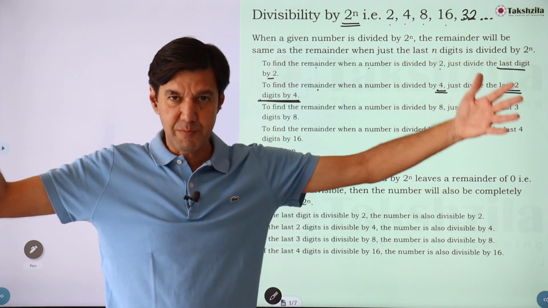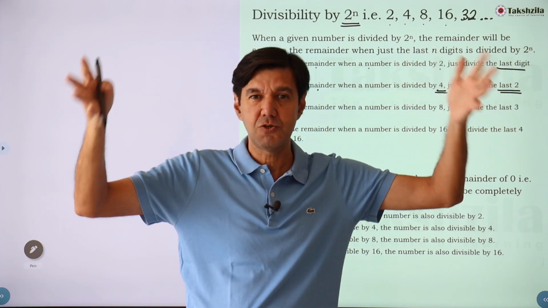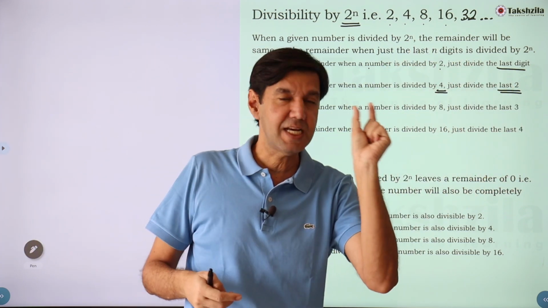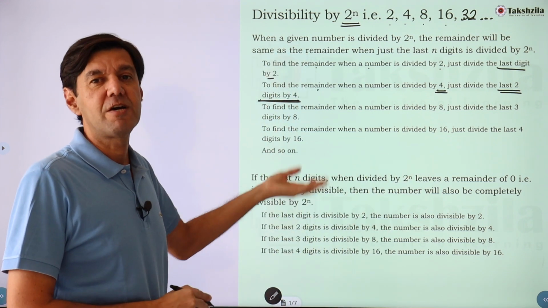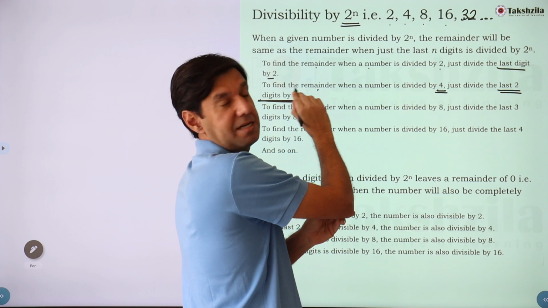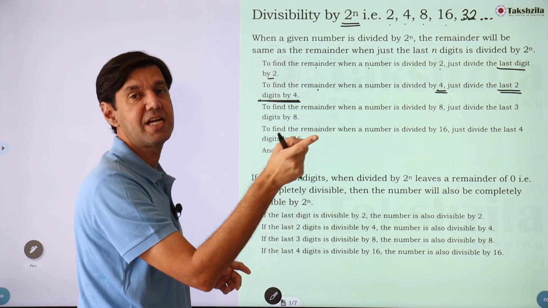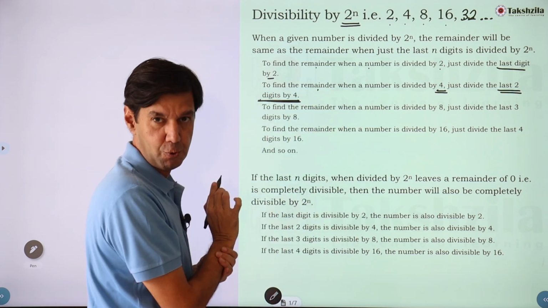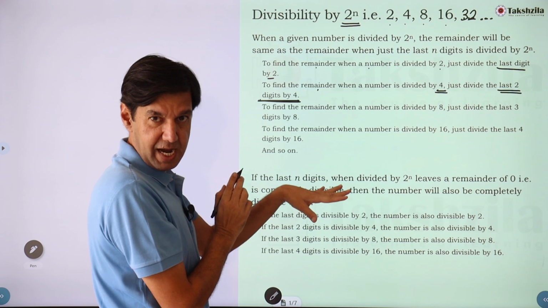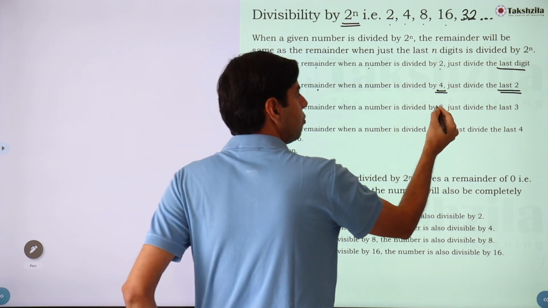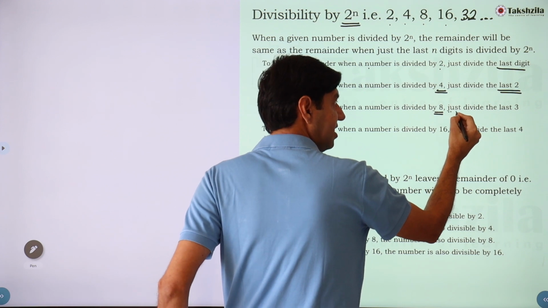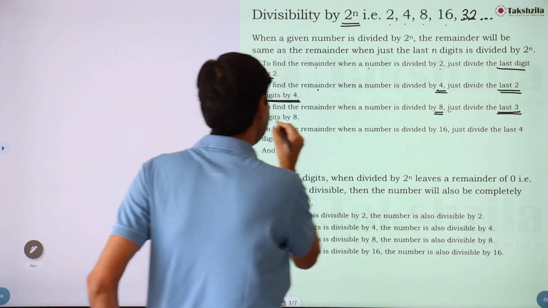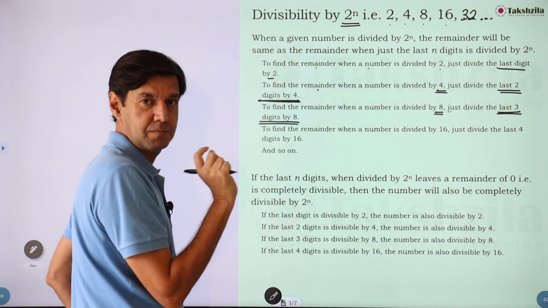So if the number is a long 7, 8 digit number, you don't need to deal with the entire number. Just take the last 2 digits divided by 4. Whatever is the remainder will be the same as the remainder when the entire 7, 8 digit number is divided by 4. So you got the idea. You can keep extending it. So you want to check the remainder when you divide by 8. Just divide the last 3 digits by 8.